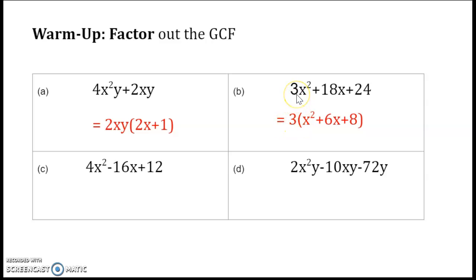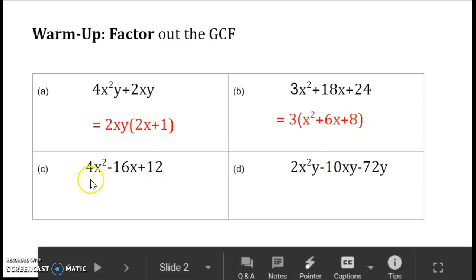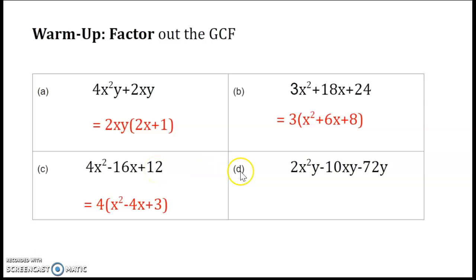3 times what is 3x squared? Just x squared. Now for the second term, 3 times what is 18x? It's going to be 6x. 3 times what is 24? That's going to be 8. Similarly, you do the third problem, and you would get 4 multiplied by x squared minus 4x plus 3. You can always check your answers by redistributing and making sure you get the original expression.